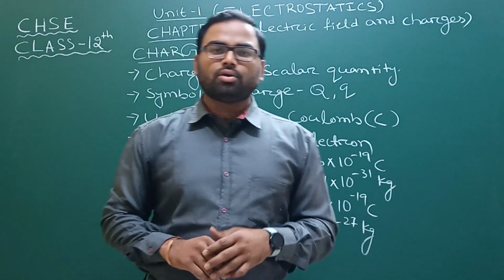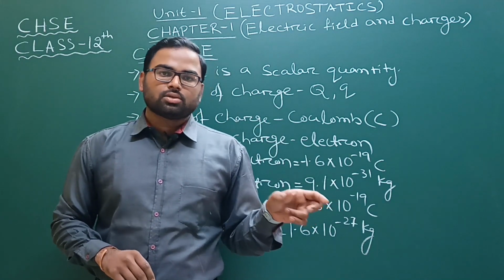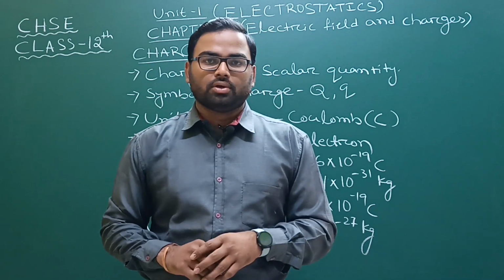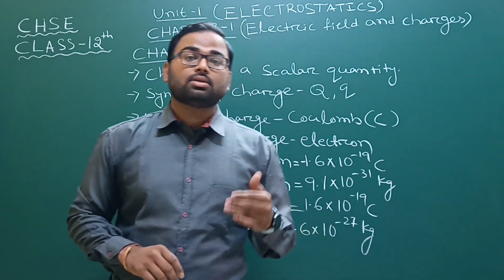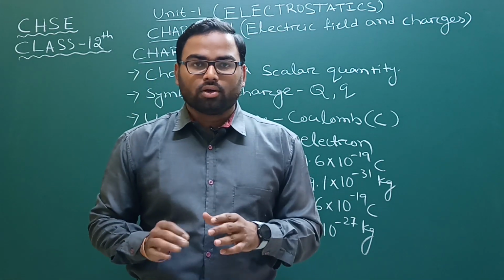So we can conclude that there are two types of charges. One positive charge, one negative charge. Positive charge is called proton and negative charge is called electron. There is another type of charge called neutral charge or neutron.